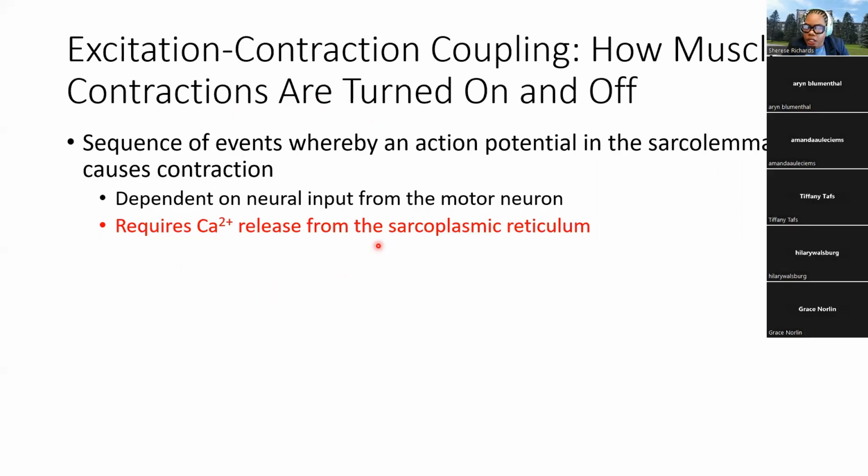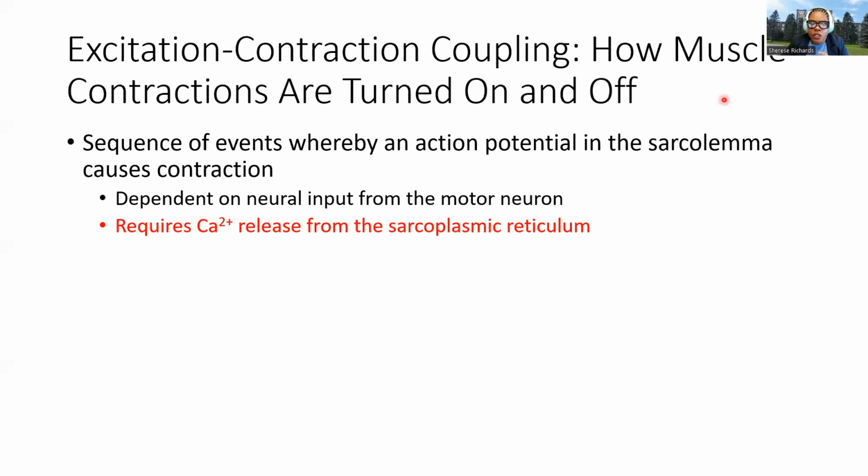Excitation contraction coupling is really the process of regulating muscle contraction. This is where we think about what calcium's role is in turning the contraction on and off. The sequence of events begins with what we spoke about at the neuromuscular junction. It's going to be dependent on the neural input by a motor neuron. That's going to require calcium to be released from the sarcoplasmic reticulum.